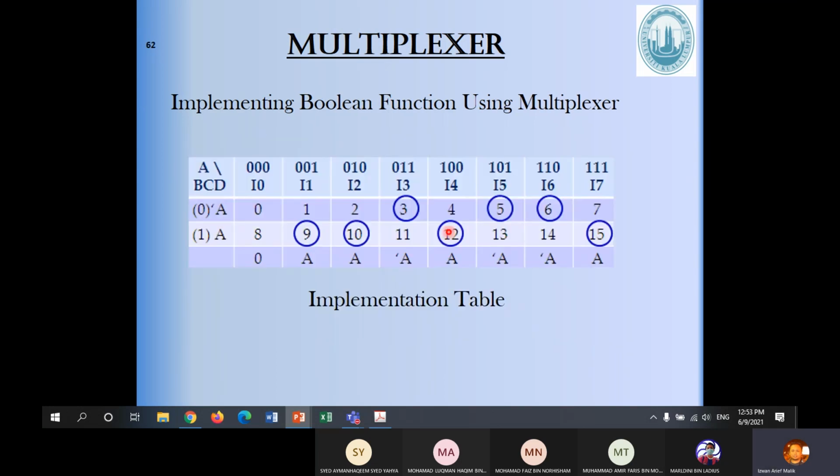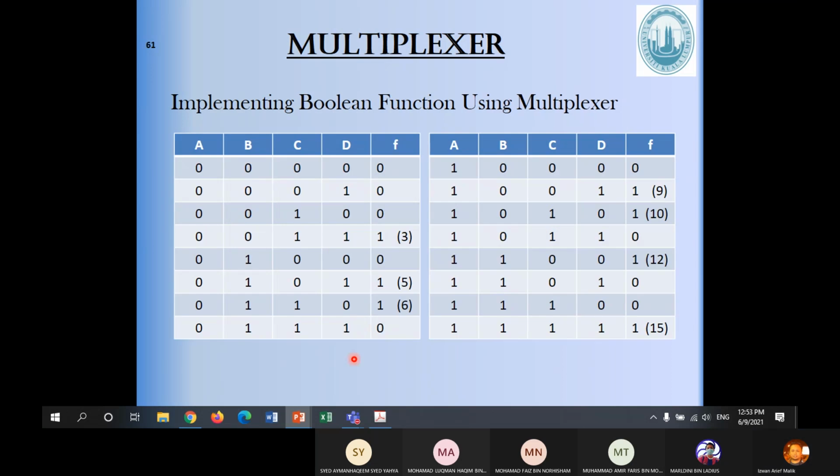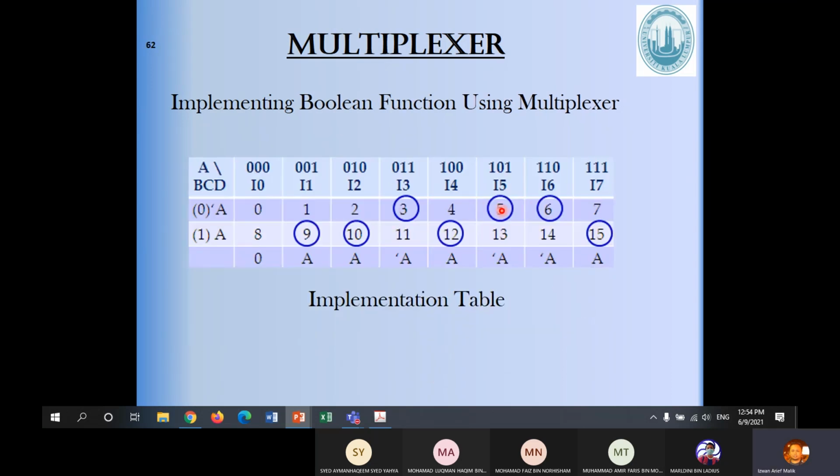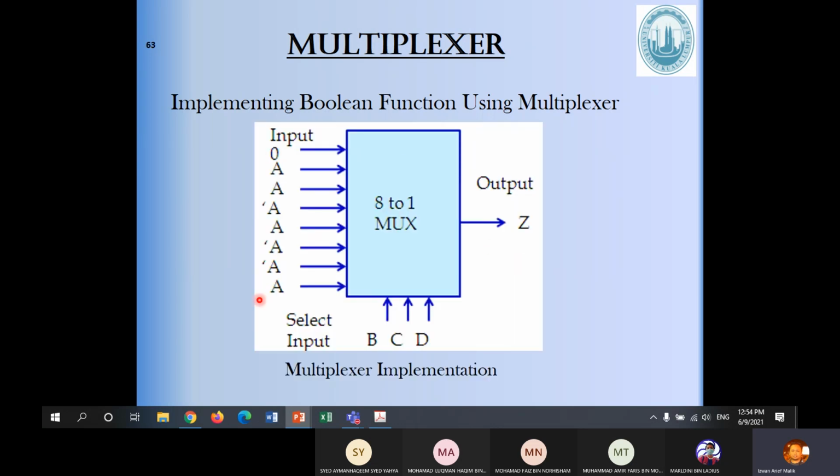And what we have to do, use the implementation table, bulatkan yang ada dalam group, bulatkan yang ada dekat dalam aktif ni tadi. Okay, so 3, 5, 6, 9, 10, 12 and 15. And then compare lah. So this one tak ada 0. A bar, A bar, A. Then apa lagi? Gantikan input dia. 0 bar, 0 A bar, A. Select input B, C, D, output Z.